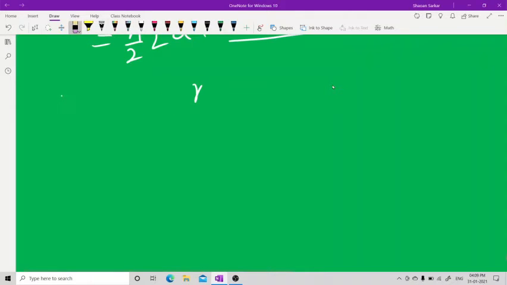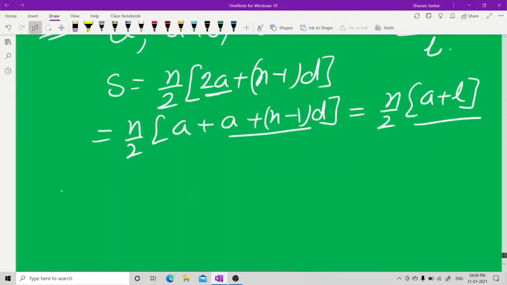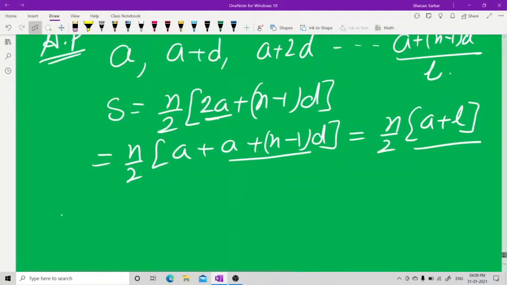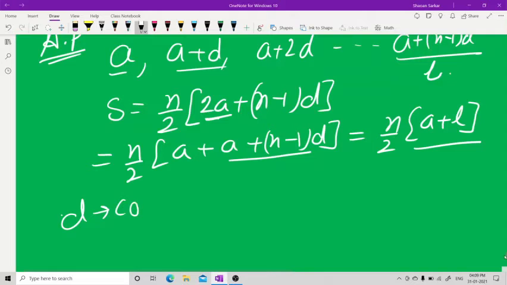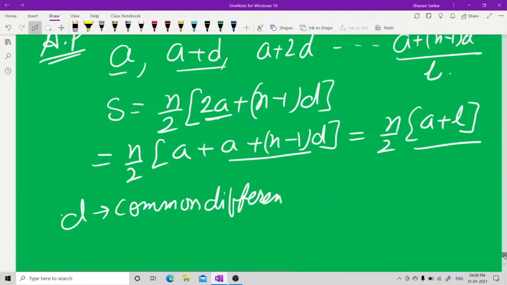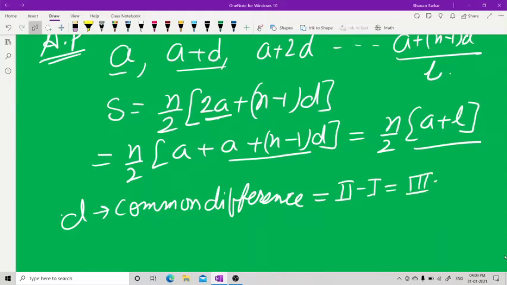Let's go back and tell you something important. Here you can see this is the first term, this is the second term. So d is the common difference. Common difference is nothing but the second term minus the first term, which is equal to the third term minus the second term, and so on and so forth.